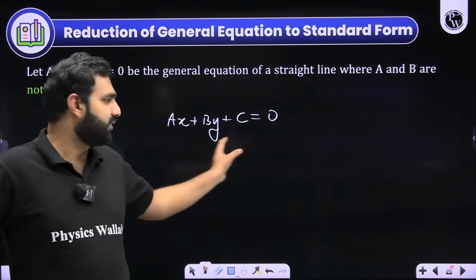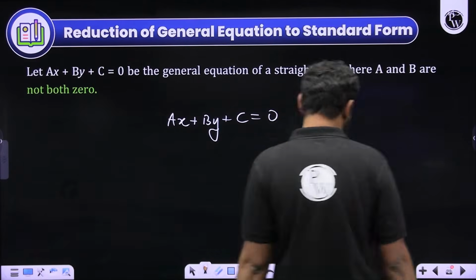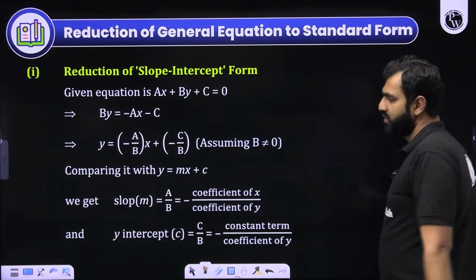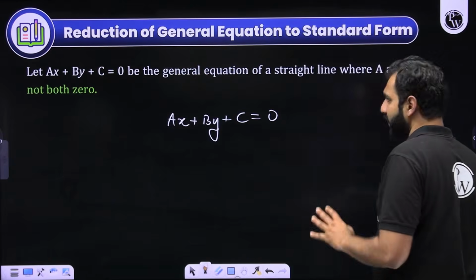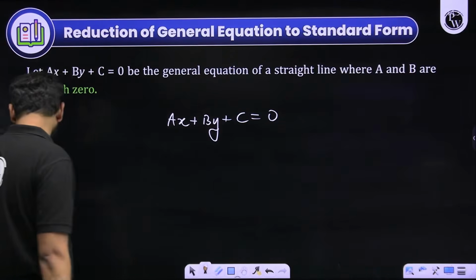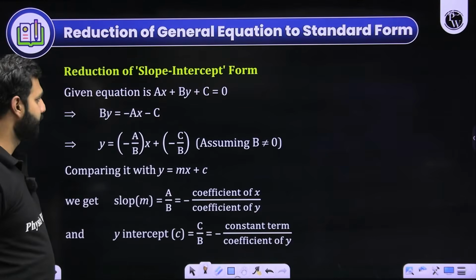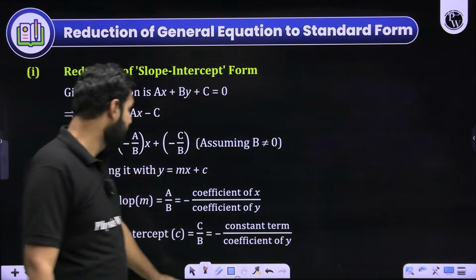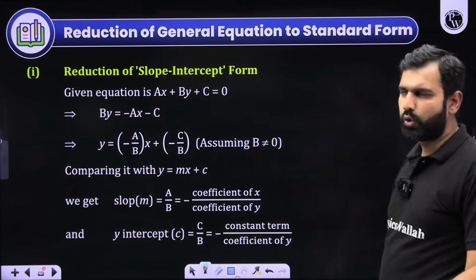So this clearly represents a straight line where a, b, c are arbitrary constants. Now, can I convert this equation into normal form? The idea is really simple, students. I'll share all the different conversions. First of all, I'll begin with the conversion into slope intercept form.